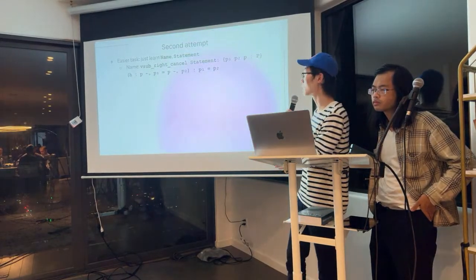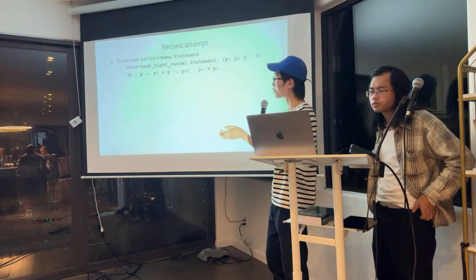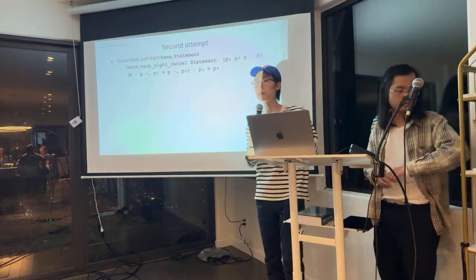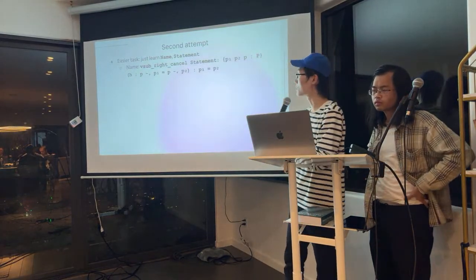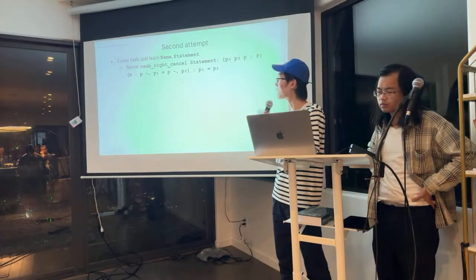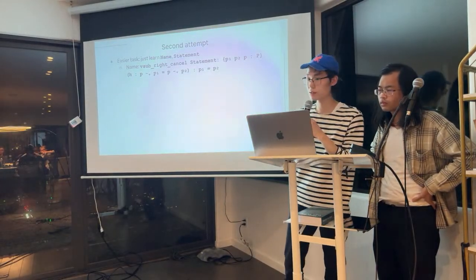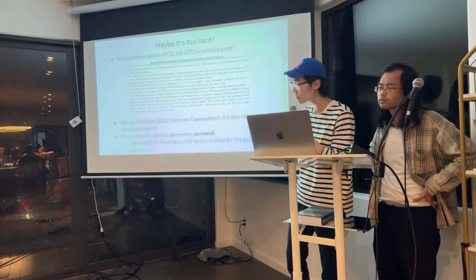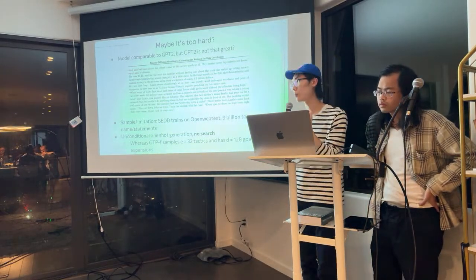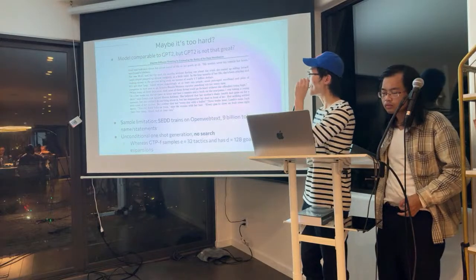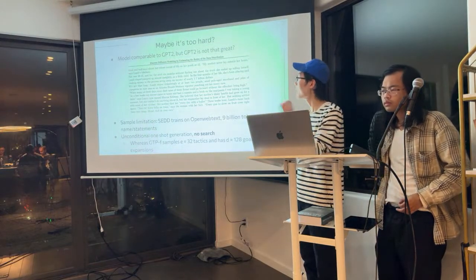So we did an easier task: let's just do the name and the statement. We'll generate theorem statements, which is good because, say, you want to ideate on what are some good things to try to prove. This is an easier task and we tried it. One thing, to take a step back when running experiments, is to think: does this method make sense? Is this too hard?